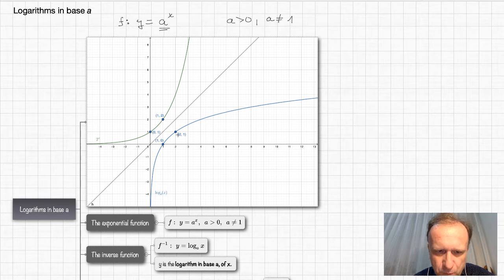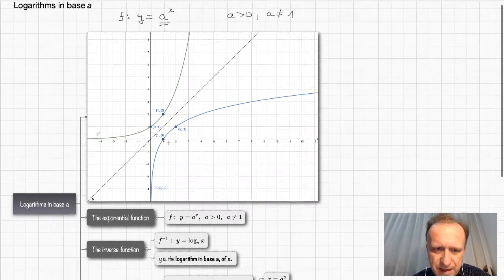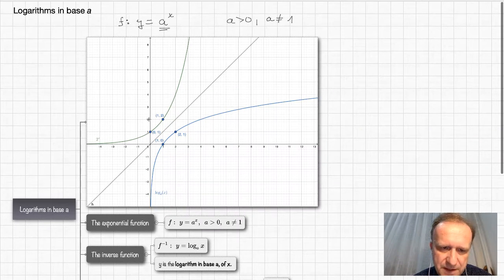And here the blue function is its inverse. So you see it's the reflection of the original function in the diagonal of the first and third quadrant. And this function is what we call the logarithm in base a of a number. Okay, so it's very similar to the situation that we encountered in case of logarithms in base 10. So let us look here at what interesting things we can find about these two curves.